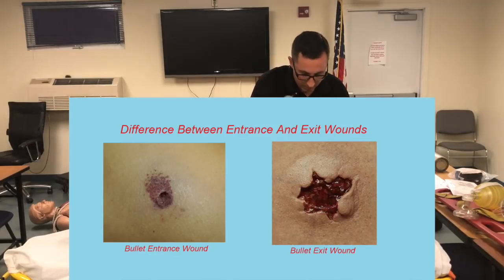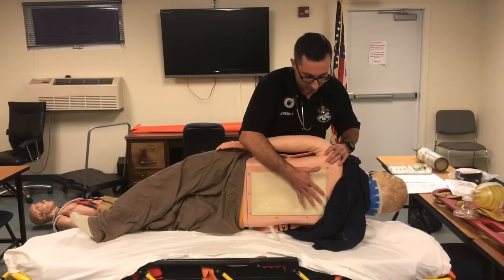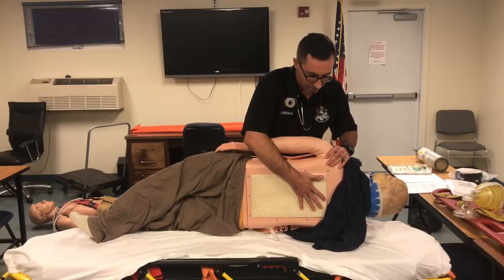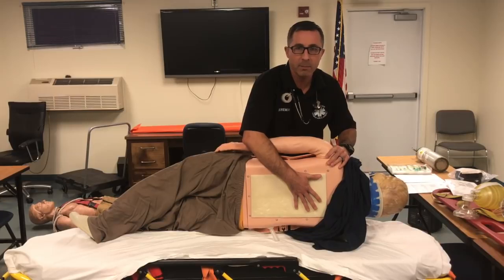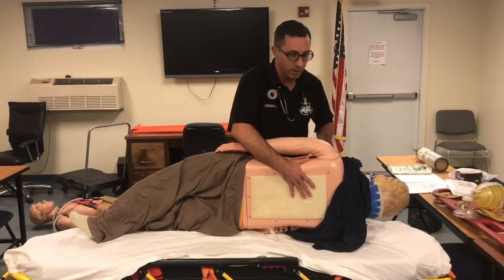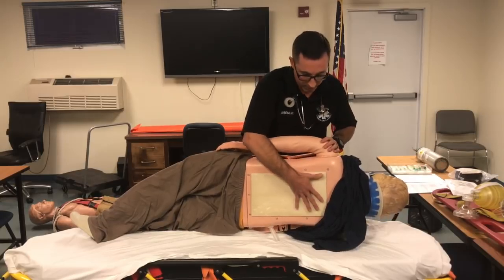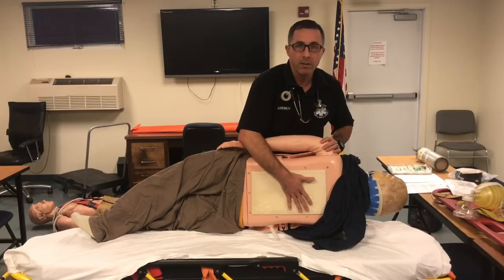So when you get here, the way that you would manage or treat it would be to take a bandage and place it over the wound and tape it on 4 sides. You're not going to do an occlusive here. If you did an occlusive 3-sided dressing on the back, it's not going to create a functional flutter valve on the front. So if you find an exit wound, treat it by covering it with a bandage.